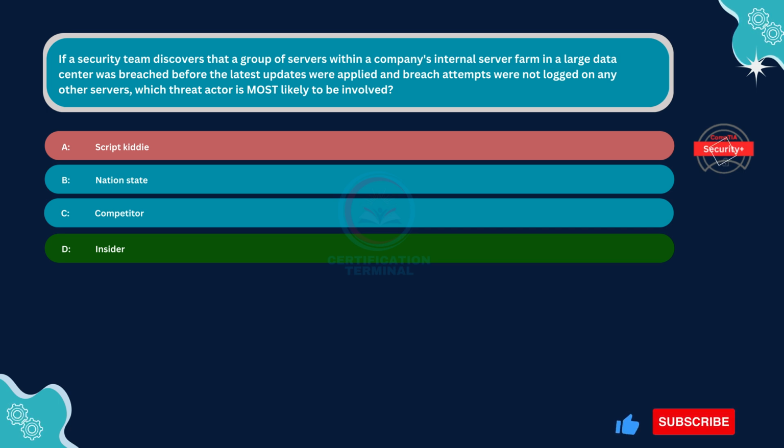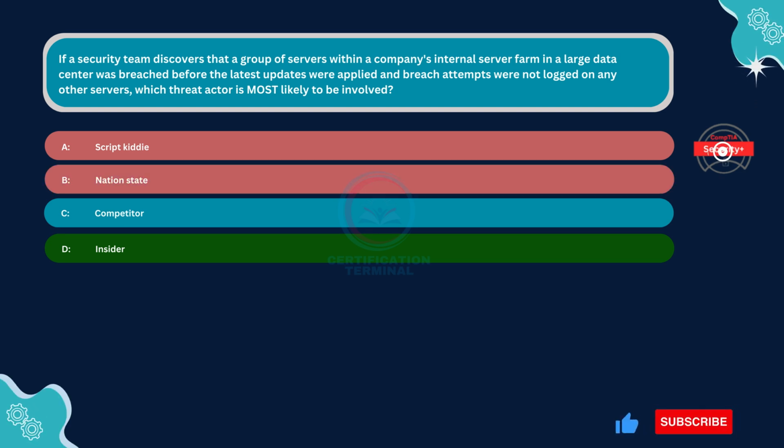Script kiddies are individuals with limited technical skills who use readily available hacking tools and scripts to exploit vulnerabilities in systems. While script kiddies may attempt to breach servers, their attacks are often opportunistic and less targeted. In the scenario described, where a group of servers within a company's internal server farm was breached and breach attempts were not logged on any other servers, it is less likely that script kiddies would have the knowledge or access to specifically target internal servers without leaving traces on other systems.